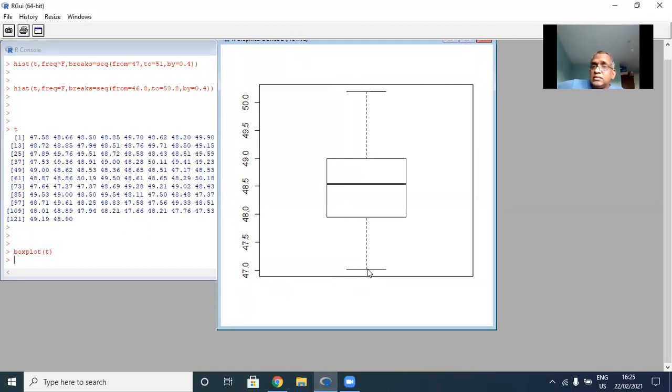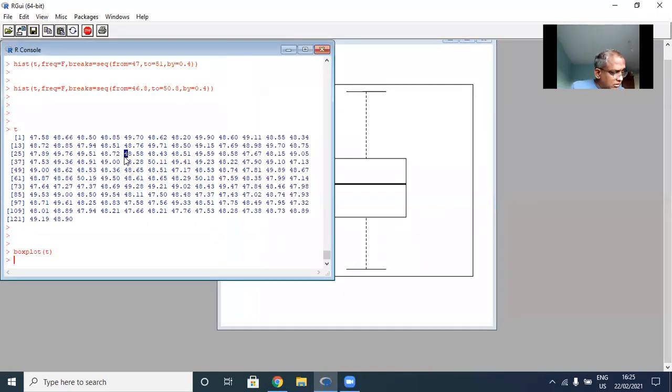This is the lower adjacent, and this is the upper adjacent, right? The lower fence and the upper fence are beyond the range of the plot, right? Okay, and I showed you how to compute the lower adjacent and the upper adjacent in the tutorial. I think we did last week or something.